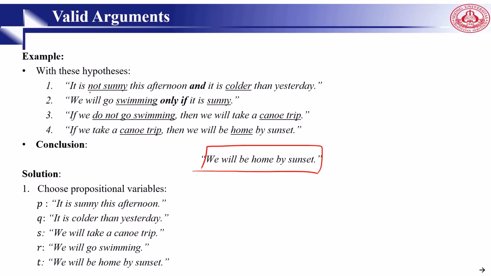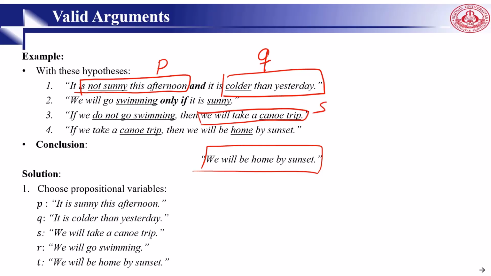First, if it is sunny this afternoon, we say this is P. Colder than yesterday, we consider it as Q. We will go swimming, R. Sunny is what? Sunny is P. Not go swimming is not R. Taking a canoe trip is S. Not canoe is not S. Home by sunset is T. How do you translate this one?